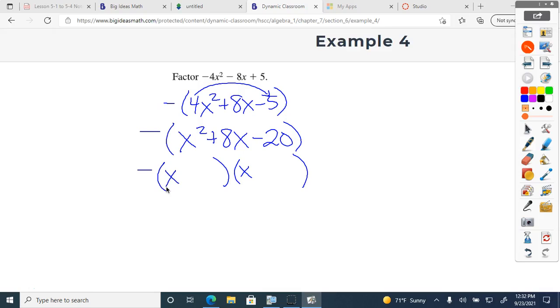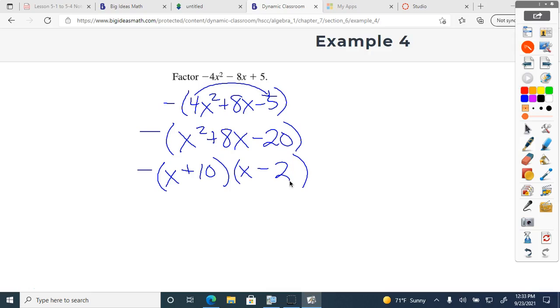5 and 4, right? 5 and 4 multiply to be 20? Yeah, but can you make it add up to 8? No. So it must not be 5 and 4. What other numbers multiply to be 20? 2 and 10. Can 2 and 10 make 8 somehow? Yeah, if you minus. Which one needs to be the negative? The 2. Positive 10, negative 2. 10 times negative 2 is negative 20. 10 minus 2 is 8.